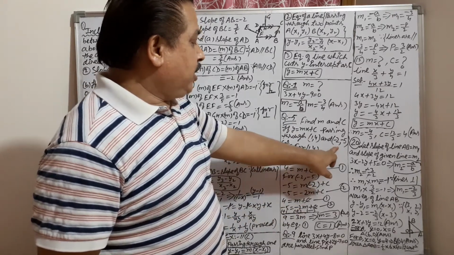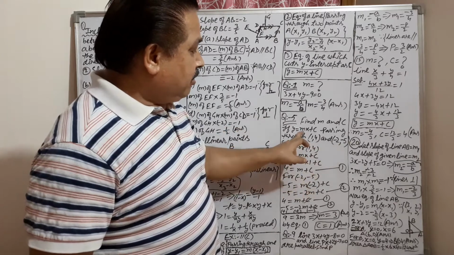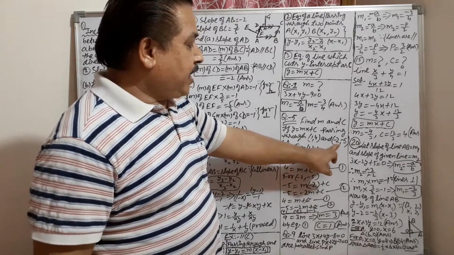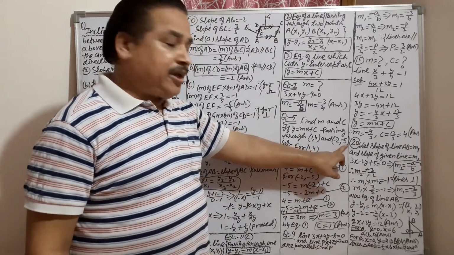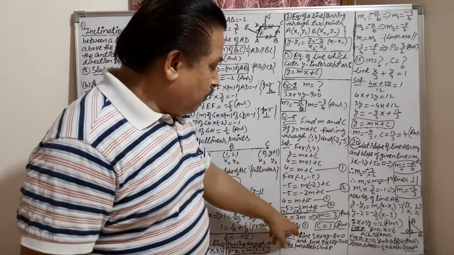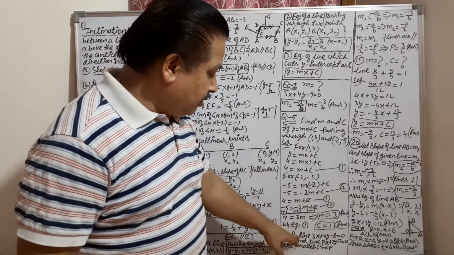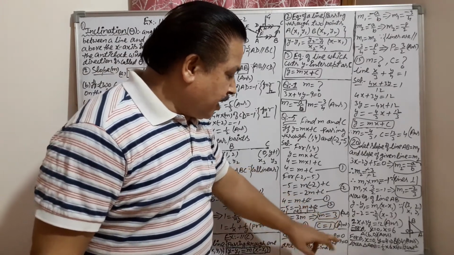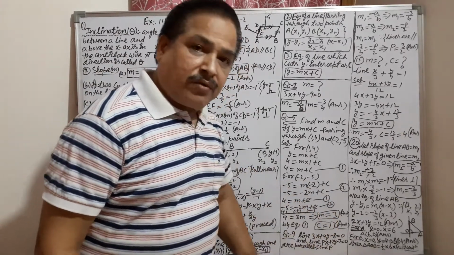Now take the second point. The line is again passing through this point. So in place of x we can take minus 2, in place of y we can take minus 5. So this will come as equation 2. Now solving these two equations simultaneously, m is coming as 3 and c is coming as 1.